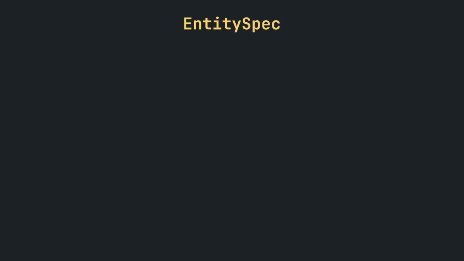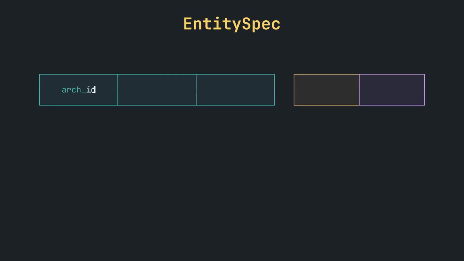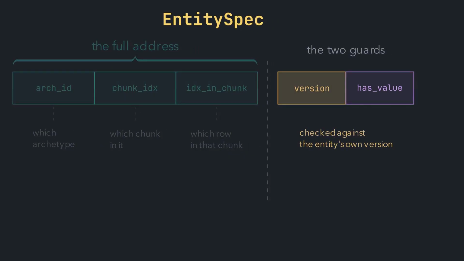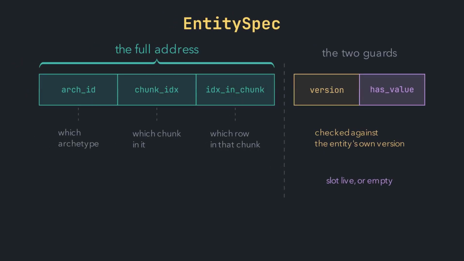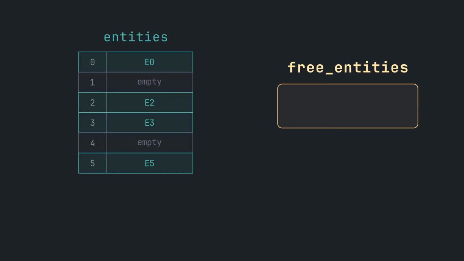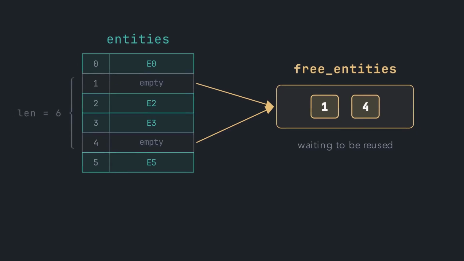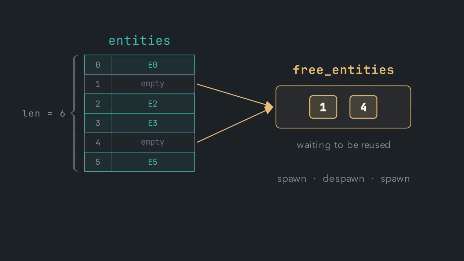Each entity spec holds exactly 5 things: arch ID, chunk IDX, IDX in chunk, version, has value. The first 3 are the full address, which archetype, which chunk within that archetype, which row within that chunk. Version gets checked against the entity's own version. Has value marks whether the slot is live or empty. And there's a free entities queue, indexes that have been destroyed and are waiting to be reused. So the entities array doesn't grow forever as things spawn and despawn.